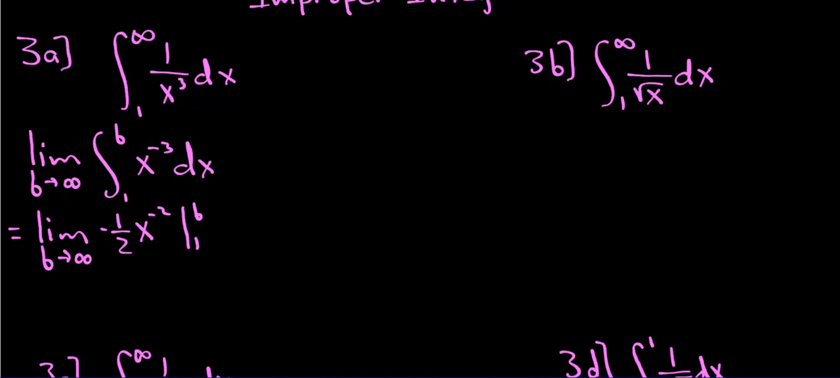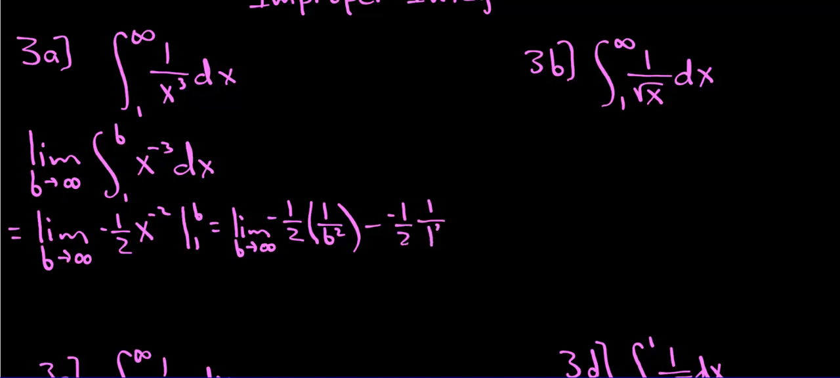And what I did was I just used the power rule for integration there. So you took negative 3 plus 1, divided by it, and negative 3 plus 1 is in the exponent. So now let's see what we have here. We have the limit as b goes to infinity of negative 1/2 times 1 over b squared minus, now be careful, minus a negative 1/2 times 1 over 1 squared.